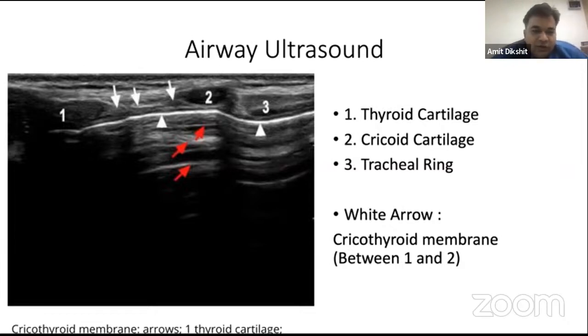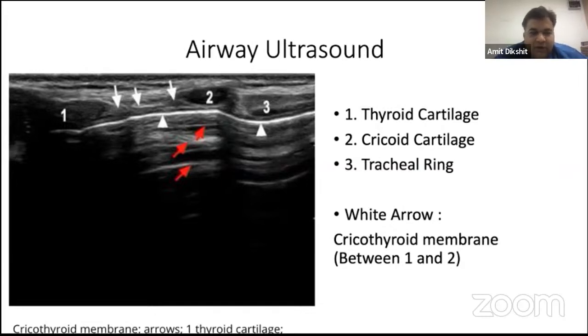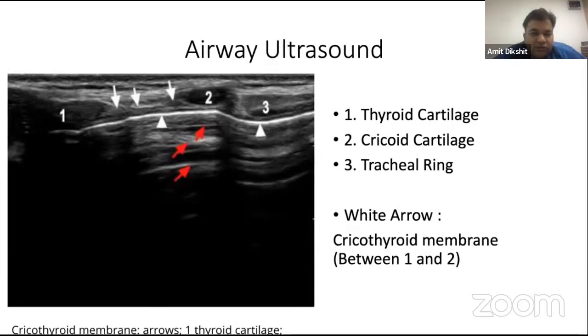We must know where the orientation marker of our linear probe is. Here the one on this side is cranial, and below is caudal. When we identify the structure as the cricoid cartilage, then we have to see this white line. This is the air mucosal interface. Whenever we have an air mucosal interface, it creates a white line. So any structure above a thin white line is the cricothyroid membrane. If we see this white line between 1 and 2, you have to bring the structure in the middle of the screen. Use M mode as a marker.